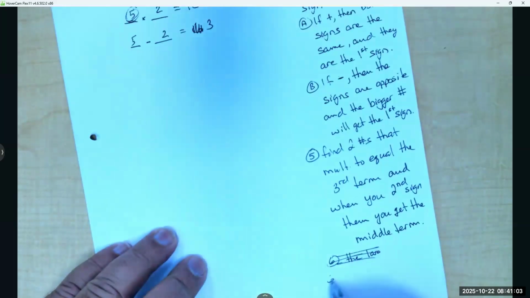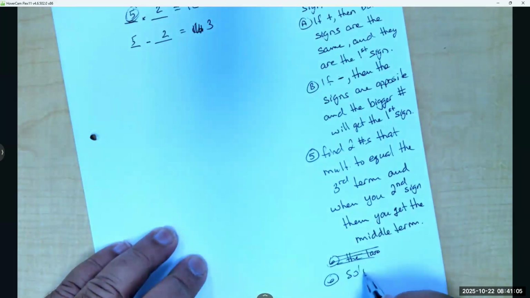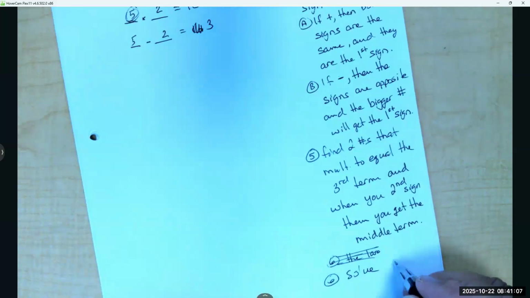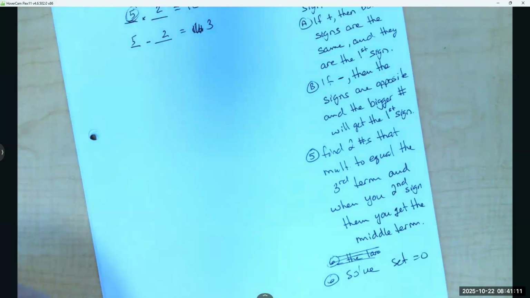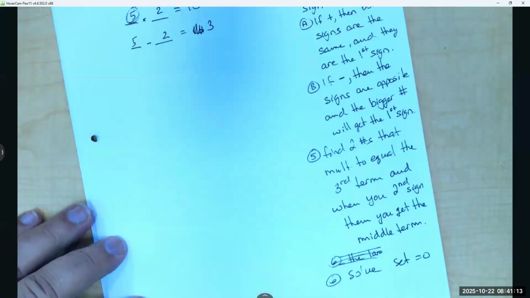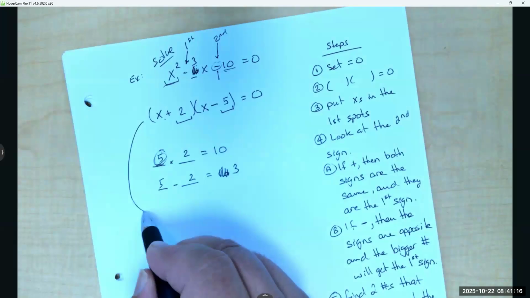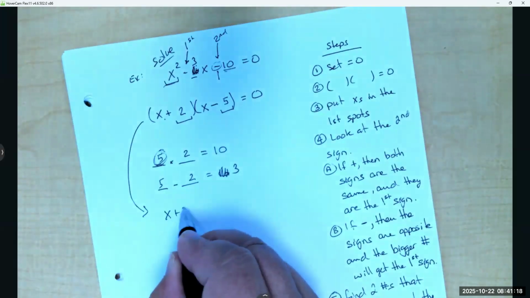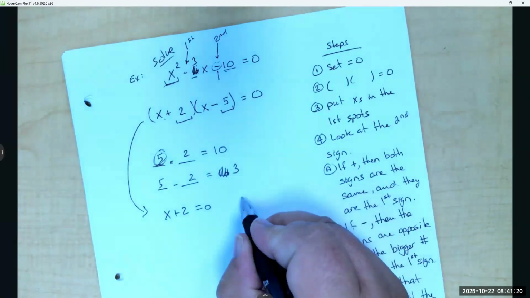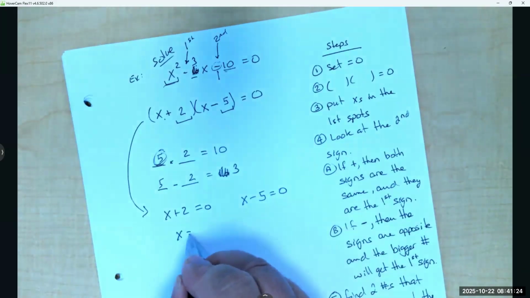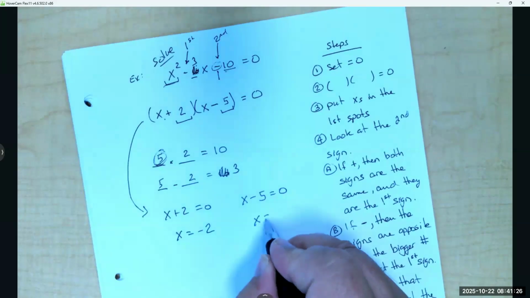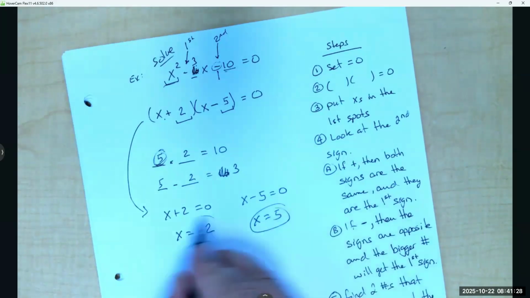Now, step 6 is solve. Set them equal to 0 and solve. So here we take these equations here. So we have x plus 2, set it equals 0. X minus 5 equals 0. These are my solutions.